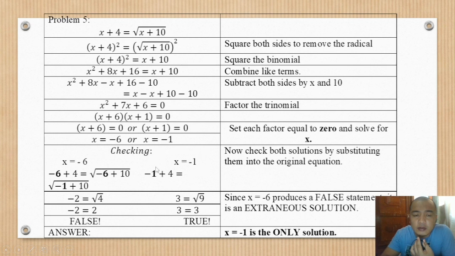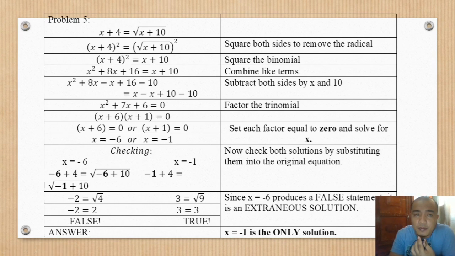How about −1? −1 + 4 equals √(−1 + 10). −1 + 4 is 3. −1 + 10 is 9, and the square root of 9 is 3. 3 equals 3. True. So therefore, the only solution is −1. And what do we call −6? It's called an extraneous root, or extraneous solution, since it produces a false statement. So x = −1 is the only solution. Alright?